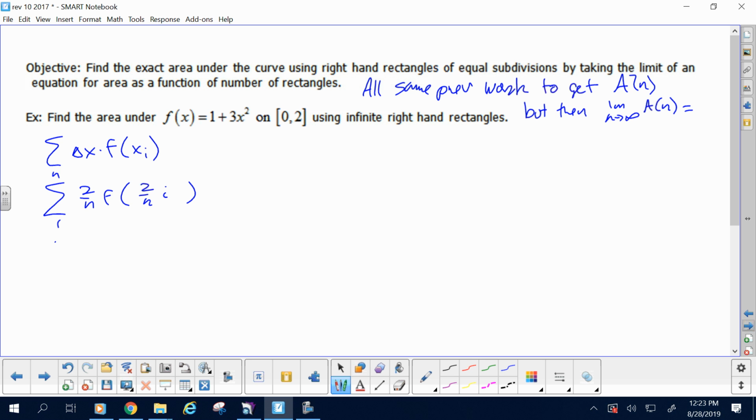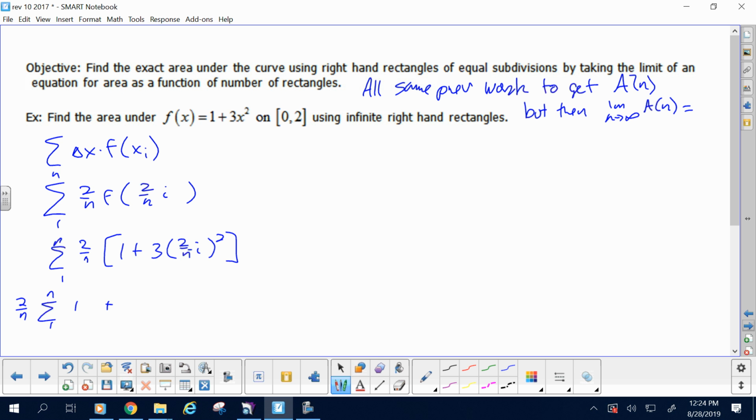From 1 to n, because it's right-hand rectangles. Now what do I do? Plug in the function. So 1 plus 3 blank squared, and in each blank goes 2 over n, i times. All right, then what do we do? Yeah, you separate it, blow it up. So I could have one sum of what out front, what inside. I feel like I only need two sums. So what's the first sum? 2 over n times the sum of a bunch of ones.